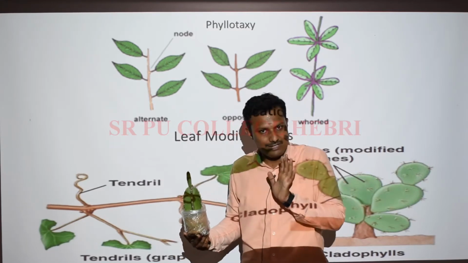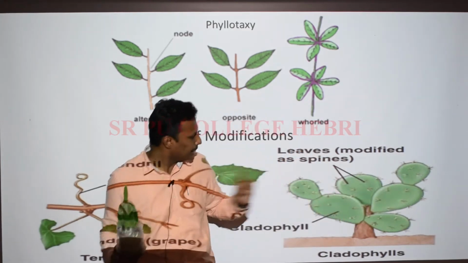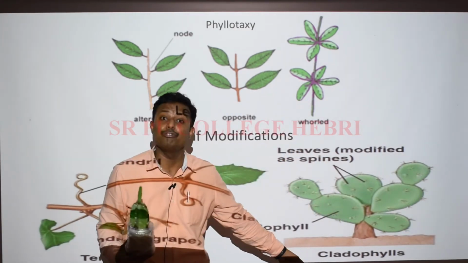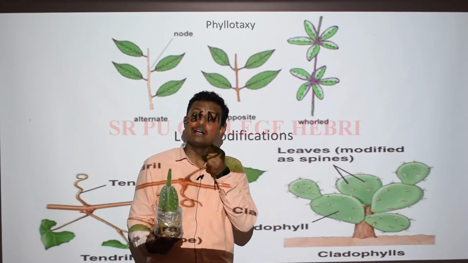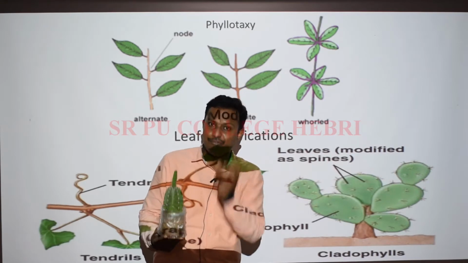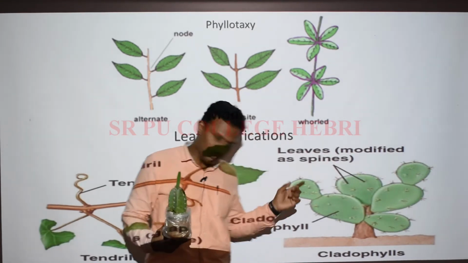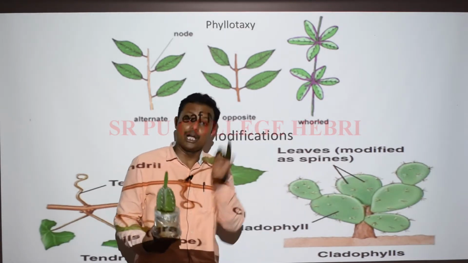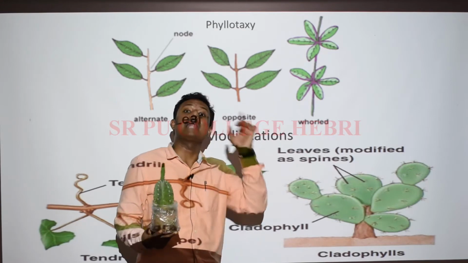You cannot touch this easily because very sharp thorns are there. Okay, leaves modified into thorn-like structures are called cladophylls. The stem, which is modified into a green leaf-like structure, very spongy, fleshy, will carry out photosynthesis and also stores water and food in a large quantity. That is called cladode.